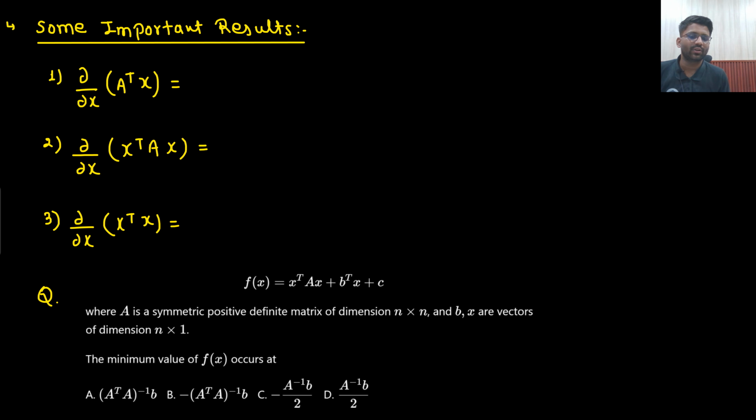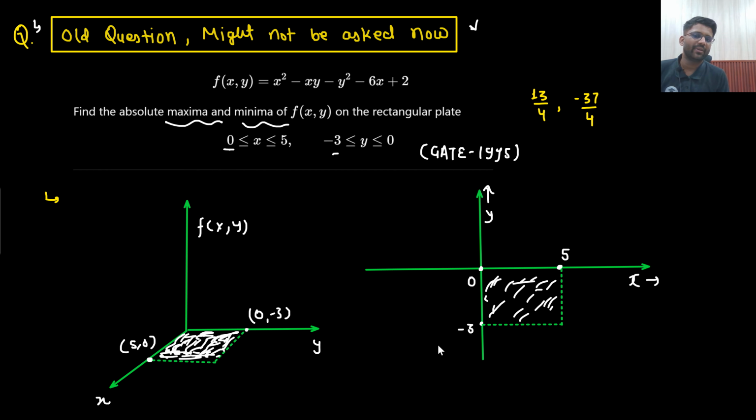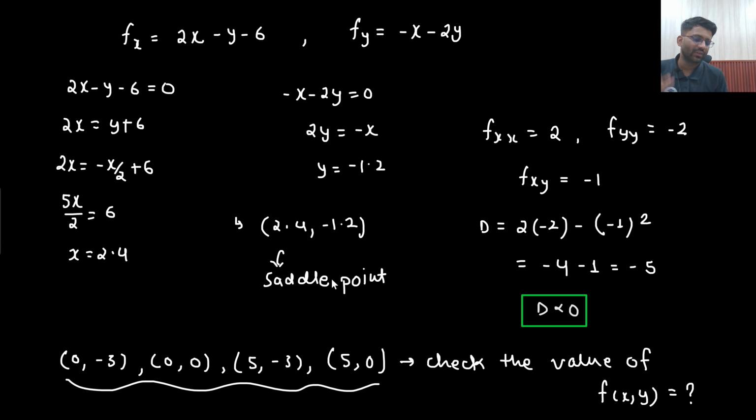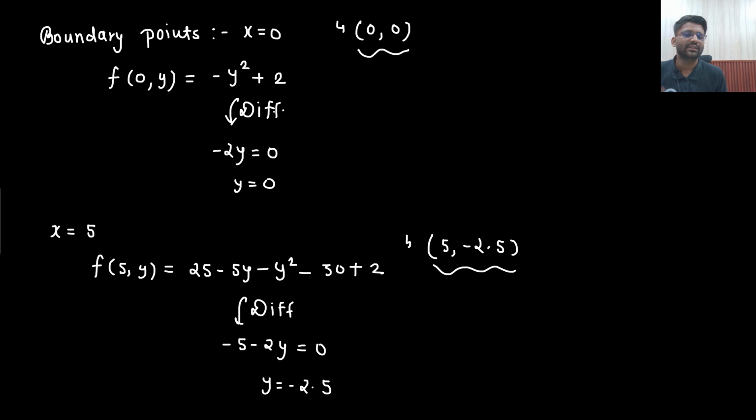But in this question, what really happened? In this question, what really happened was that a saddle point came. So now at the saddle point, you cannot comment whether it will be maxima or minima. So you have to check at the other points as well. Okay. So let's write down those points. Let me pause the video. I will write down those points.